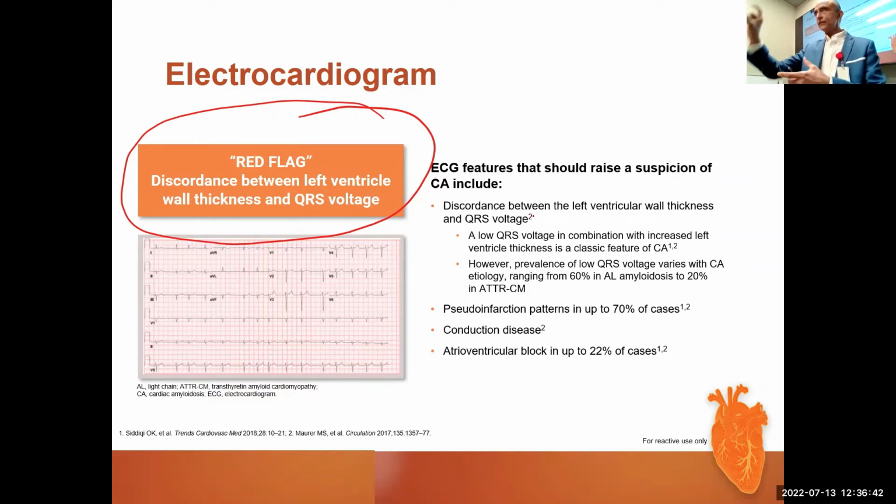And so as a result, the voltages are actually smaller. So that's a very big clue. If you have big time left ventricular hypertrophy, but really low voltages on an ECG, that should be a red flag that maybe this is amyloid and we need to start investigating that.